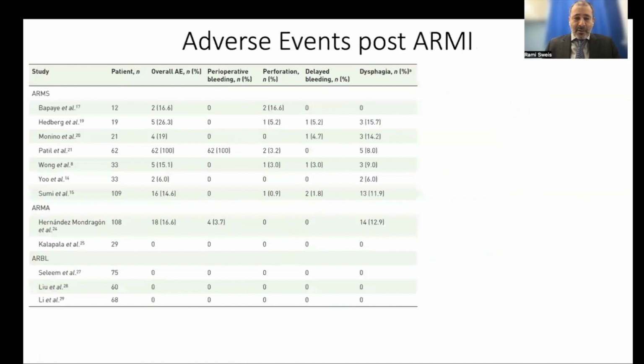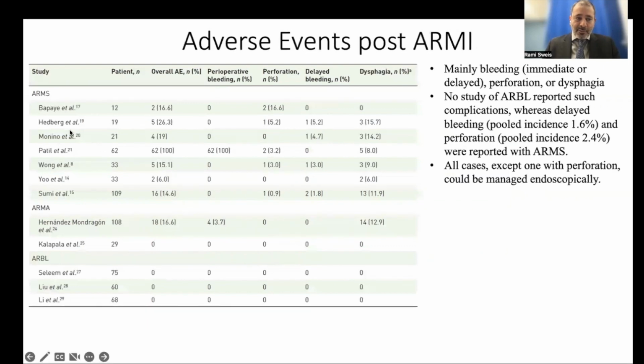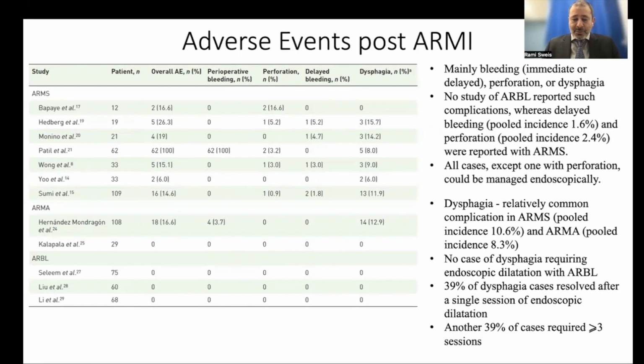Adverse events can occur. Primarily, the ones that have been published are in the ARMS group, which can be bleeding, perforation, or pain and dysphagia. In the majority of patients, the perforation could be managed endoscopically, except for 1 patient that was published. And dysphagia in the majority of patients was treated endoscopically as well with dilatation.